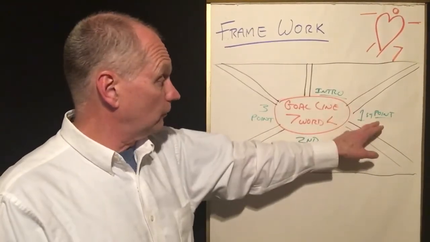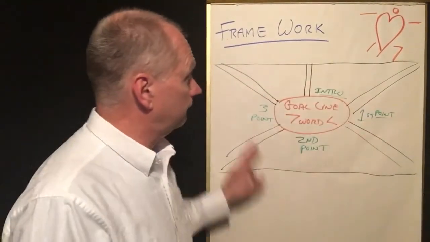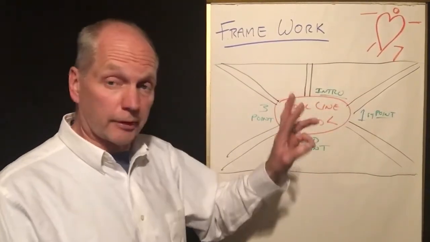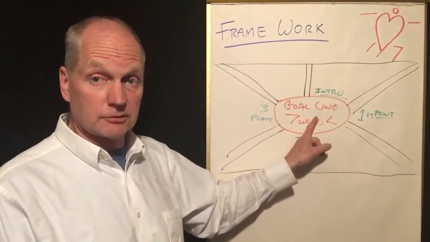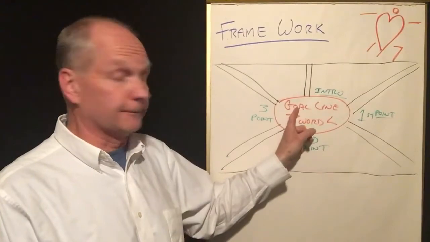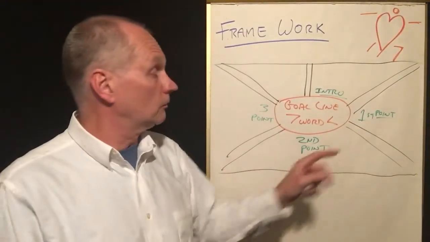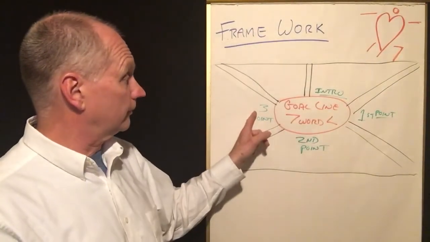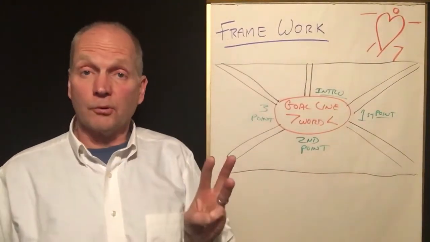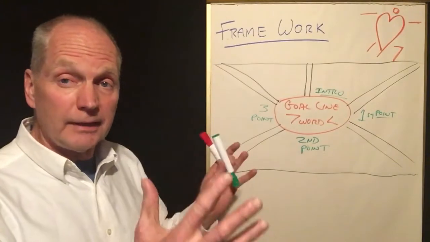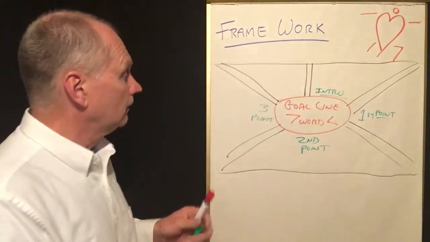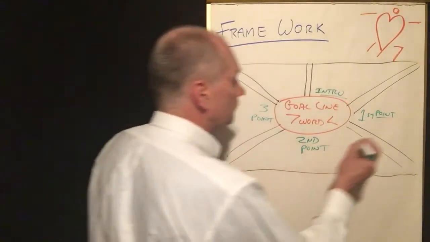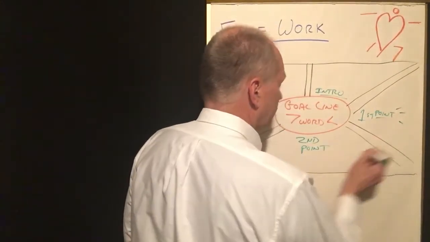Now the first point was having the goal line. That was the first point I talked about, was having the goal line. The second point was then having 3 points in here. Now the third point is expanding on this and filling this in some more, is that each one of your points has little points in it.